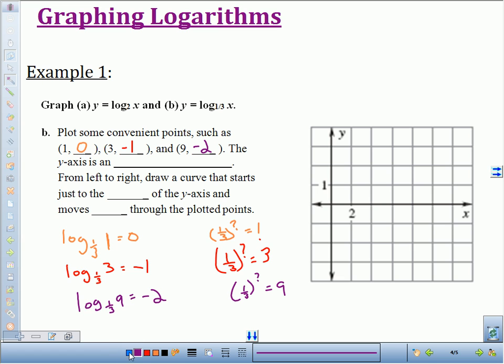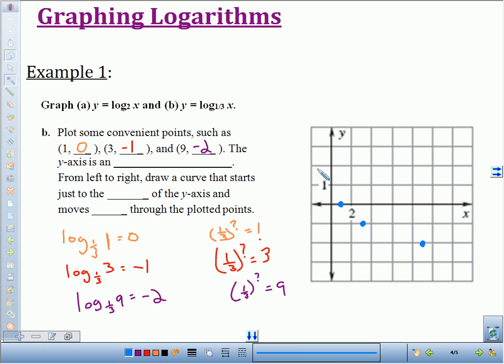So we have 3 points. Let's go ahead and plot them. We have 1, 0. Now my scale here is 1 on the y-axis, but it's counting by 2's on the x-axis, so I need to keep that in mind. I have a point at 1, 0, which is right here. I have a point at 3, -1, which is right there. And I have a point at 9, -2. So 2, 4, 6, 8, 9, -2.